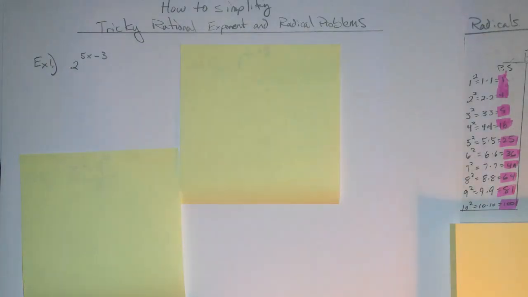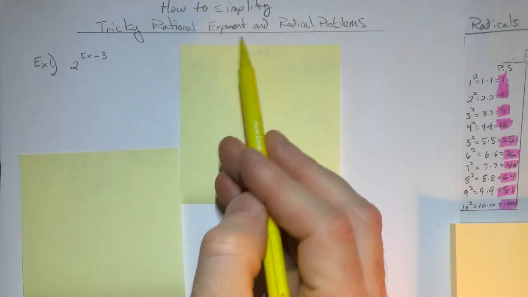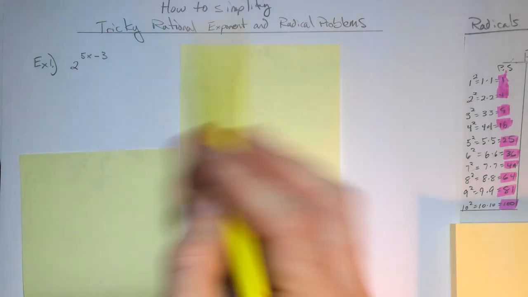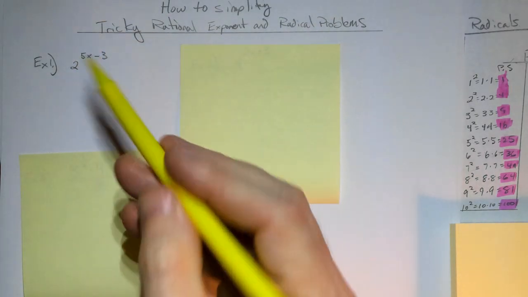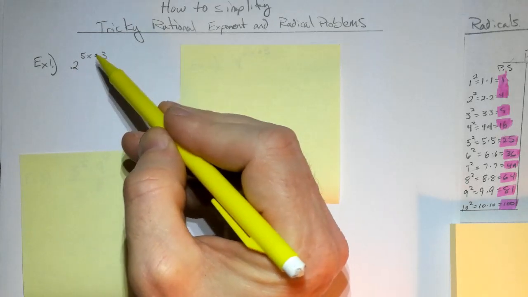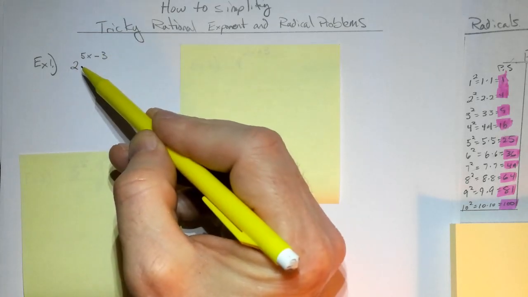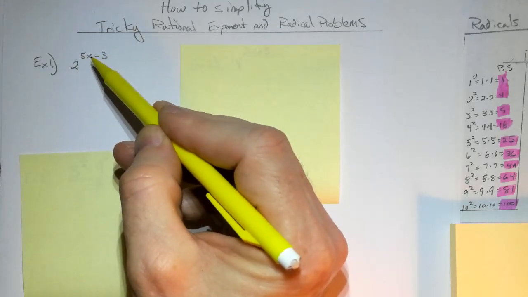Okay, so today we're going to look at how to simplify tricky rational exponent and radical problems. If you watch some of the other videos, we go through the rules in those videos, so if you're not familiar with them, you might want to go check them out. But this is a tricky problem when you don't know what to do, but it's not so bad when you do.